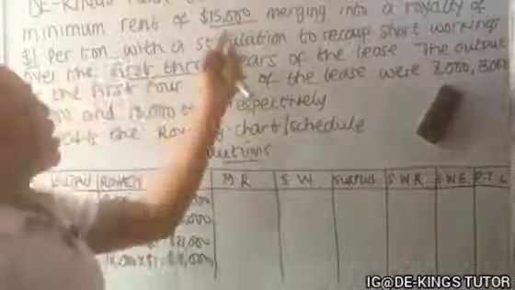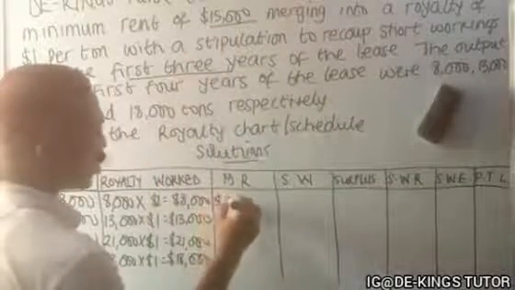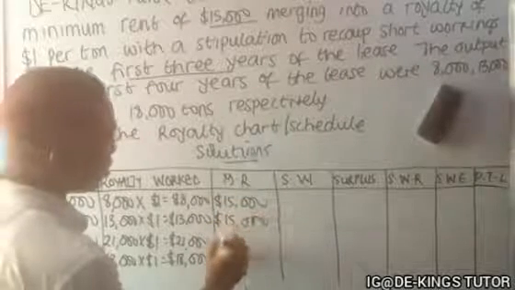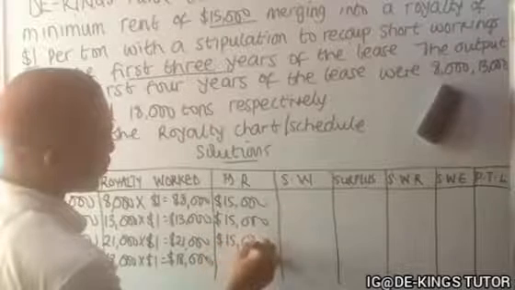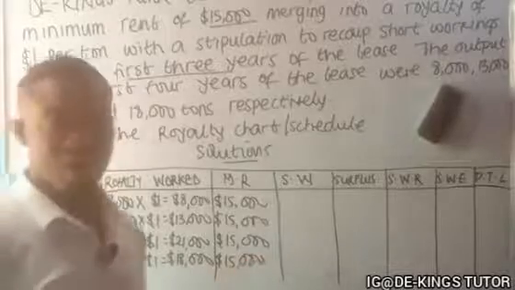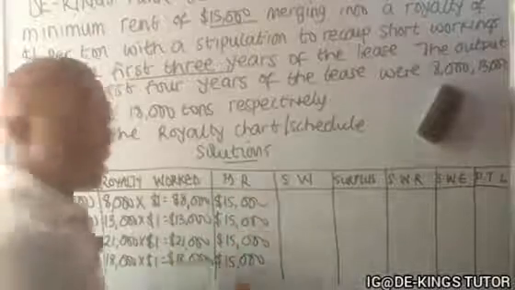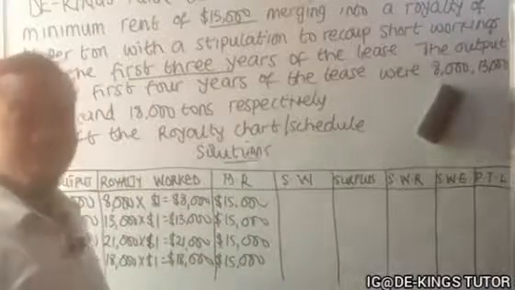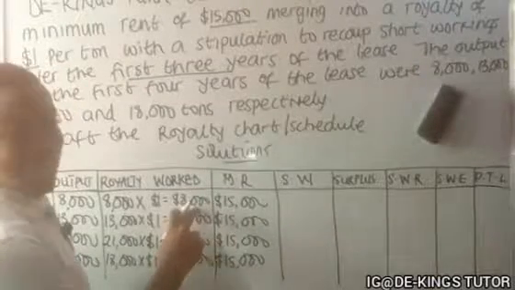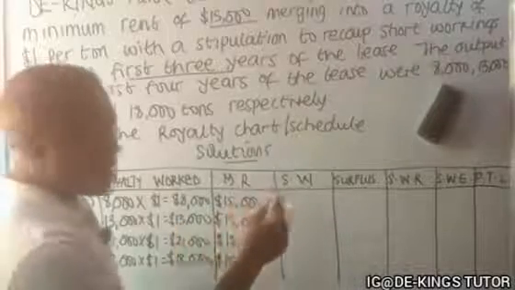Now, let's go to the minimum rent. Now, from the question, they said they're going to pay minimum rent of what? $15,000. So, for each year is $15,000. Each year, $15,000. Each year, $15,000. Okay? The next one, short workings. I've said the short workings is the actual subtracting the minimum rent, or the minimum rent subtracting the actual. So the actual is 8,000 and they're supposed to pay a minimum rent of 15,000. So the short workings they have is what?